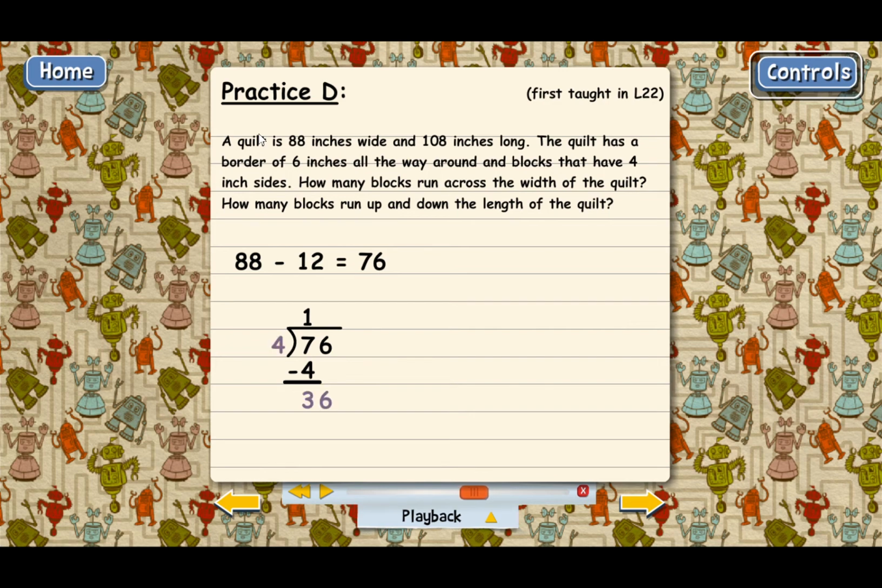And then 4 goes into 36 9 times. And then 9 times 4 is 36. And when we subtract, we end up with a 0 remainder. And so that means there are 19 blocks running across the width of this quilt.